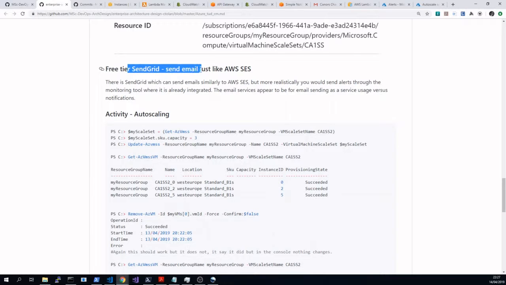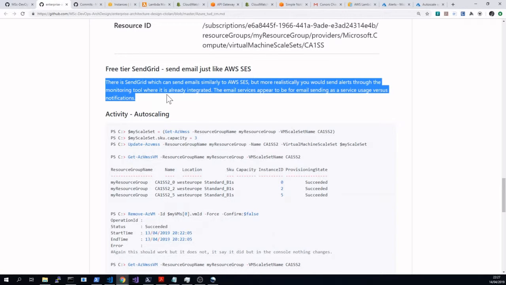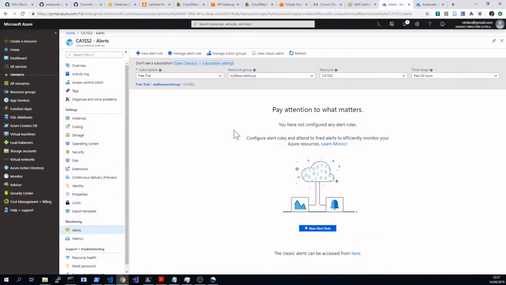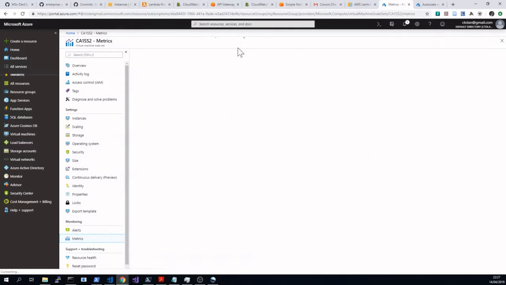Now there is SendGrid in Azure, which is similar to SES, but it seems redundant to go and send an actual email. SendGrid seems to be more for bulk sending emails to customers. Azure has already integrated messaging or alerting into their service, so it's right there. You don't need to go looking for a separate email service.